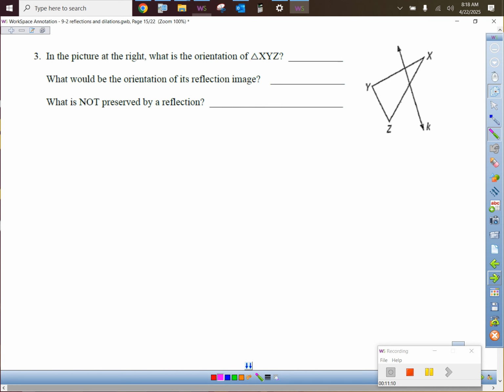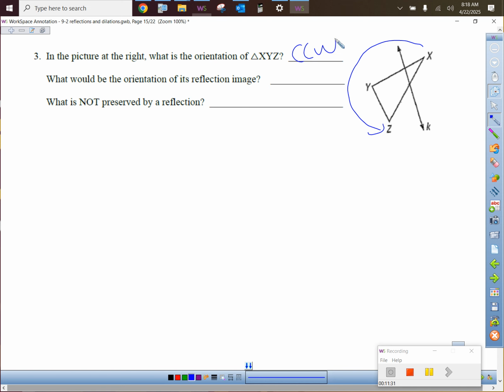Cool. So let's do another one. In the picture at the right, what is the orientation of triangle XYZ? I would like you to draw an arrow for that. How do you connect them together? Go from X to Y to Z. Let's draw this from X to Y to Z. What is the orientation of that? Counterclockwise, which you're always able to abbreviate.